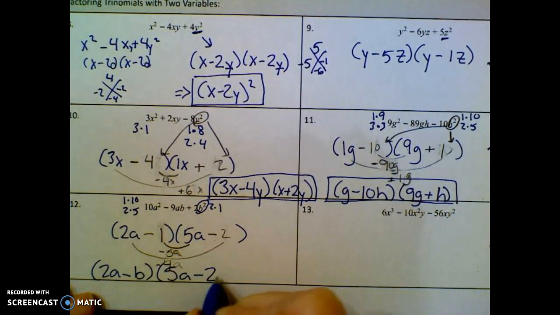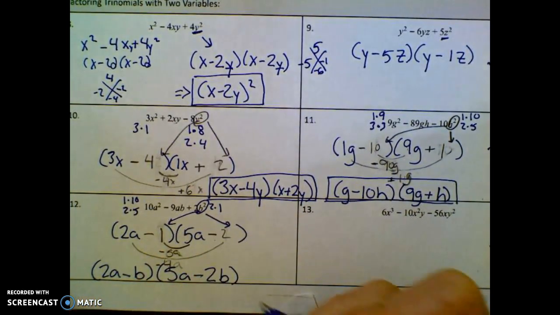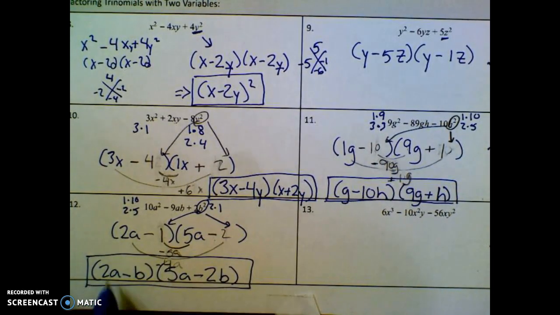5a minus 2b. So just tag on that b at the very end. Just make sure you don't forget it. So if you need to write yourself a note or draw arrows or whatever, but don't forget, I need to have a's and b's in my answer.